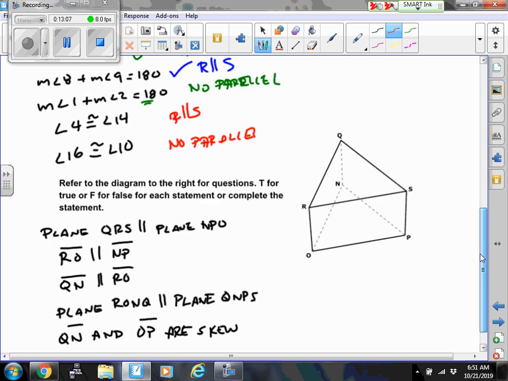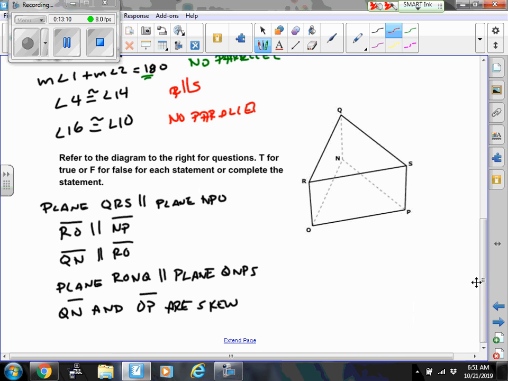And then finally, down here, these are the visual perception ones, so I'm going to try my best to color in for you. Refer to the diagram to the right. T for true or F for false for each, or complete the statement. In some cases, you'll be completing a statement. Here, you don't have to complete any statements.